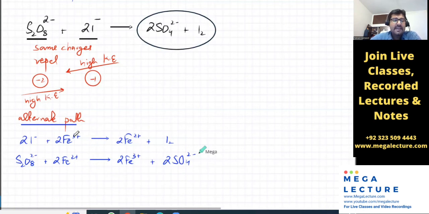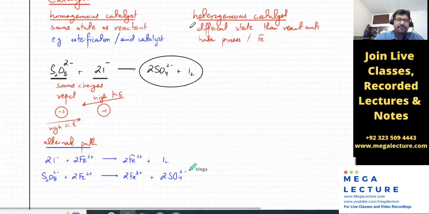What happens to the catalyst? It remains unchanged. You started off with Fe3 plus, you ended up again with Fe3 plus. So the catalyst that you had added is still there, and you got both of your products. The point is, you don't have to remember all of this. You just have to remember homogeneous catalyst, and you need to know just some brief idea of how a catalyst functions.